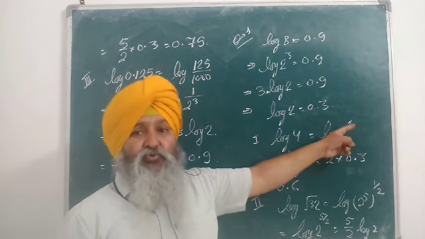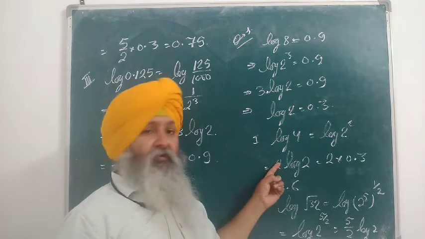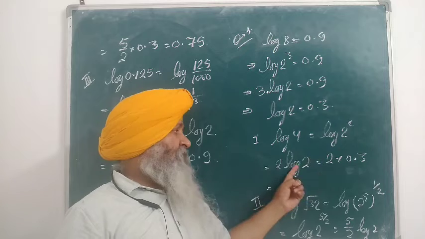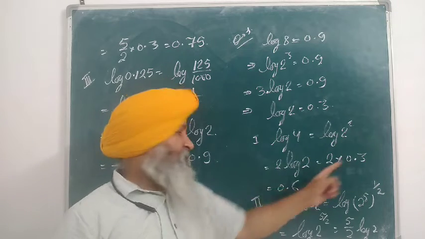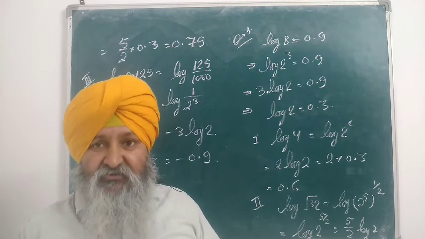Please listen. Log 4, that is 2 square. The power comes forward. Now 2 as it is. The value of log 2 is 0.3. When we multiply, my answer is 0.6.